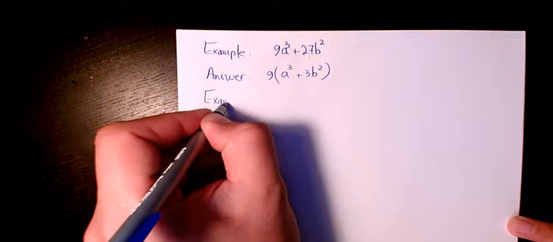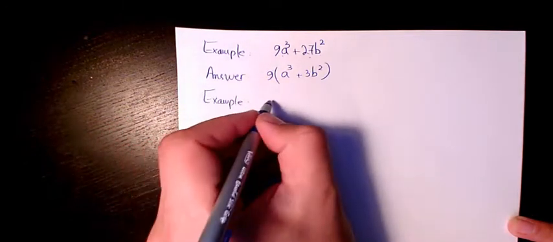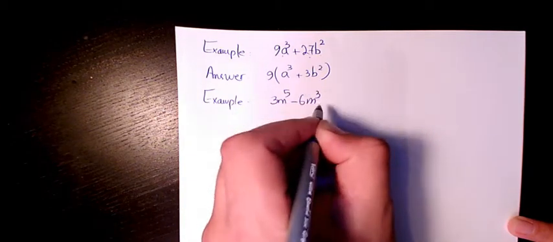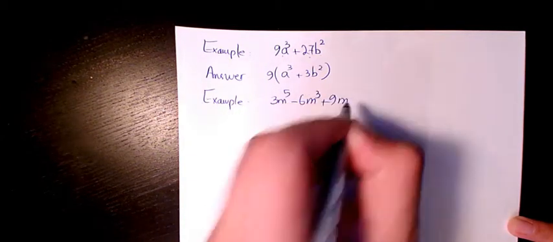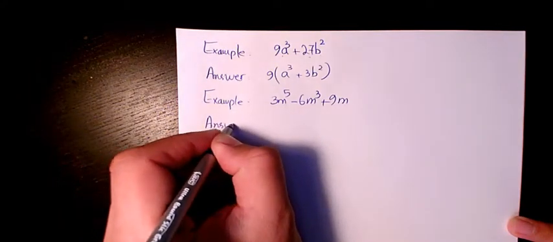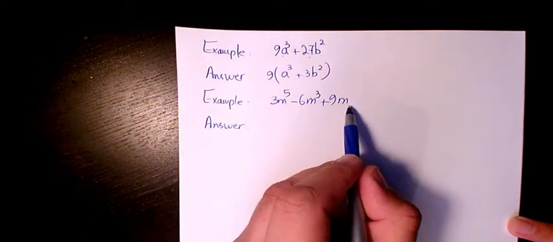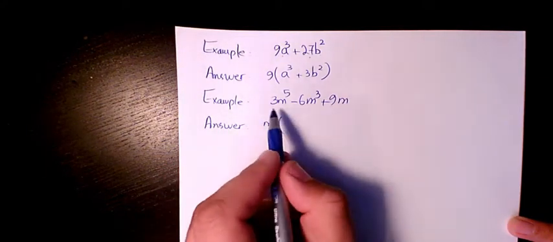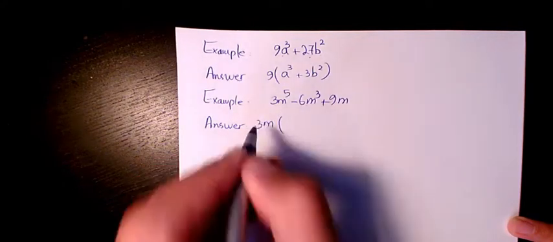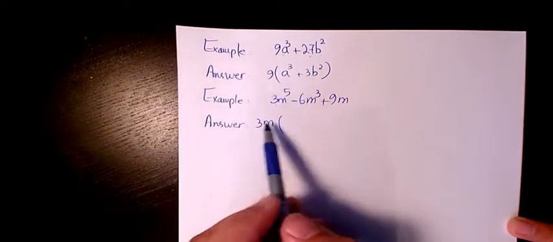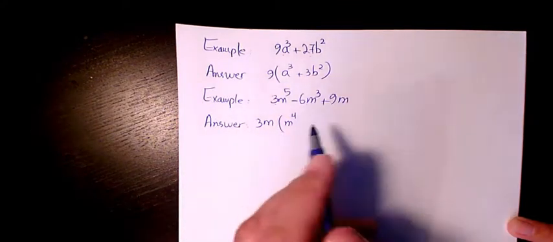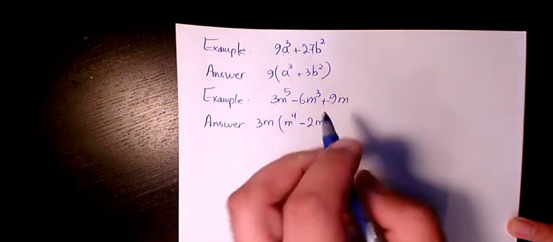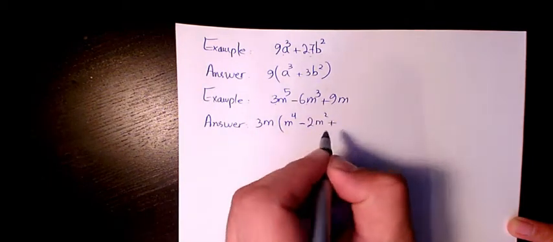Next example, you have 3m to the power of 5 minus 6m to the power of 3 plus 9m. The answer will be, m is common between all of them. The smallest exponent is just m to the power 1. Then as you see here, 3 is common between all of them, so it's going to be 3m. 3m to the power 5 divided by 3m is m to the power 4. Negative 6m cubed divided by 3m will be negative 2m squared. 9m divided by 3m is just 3.